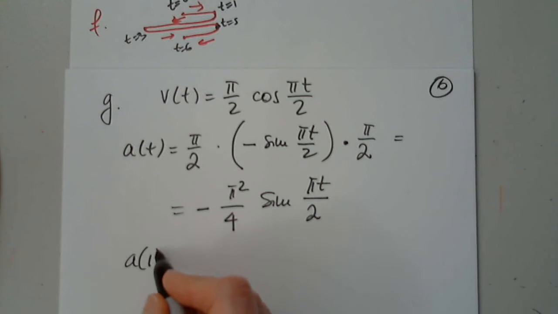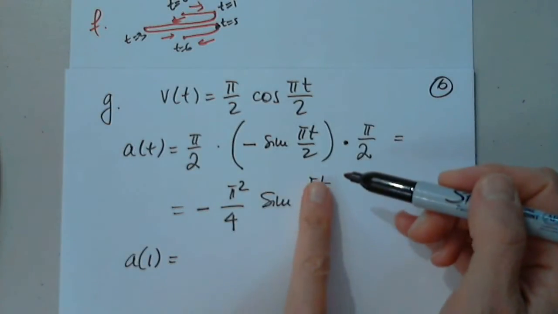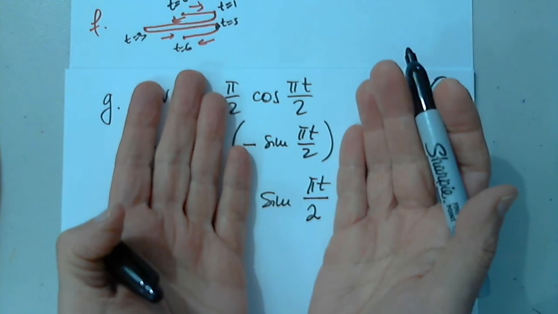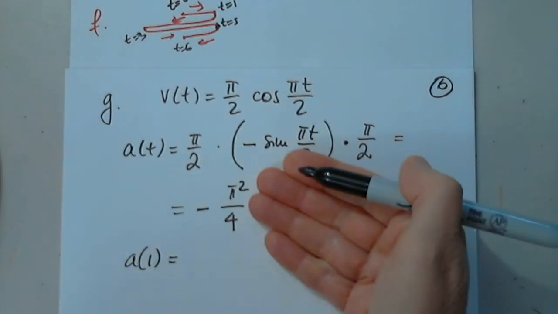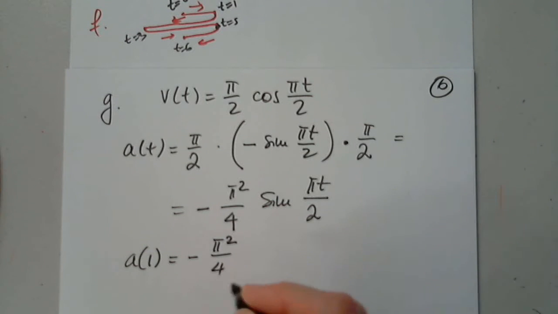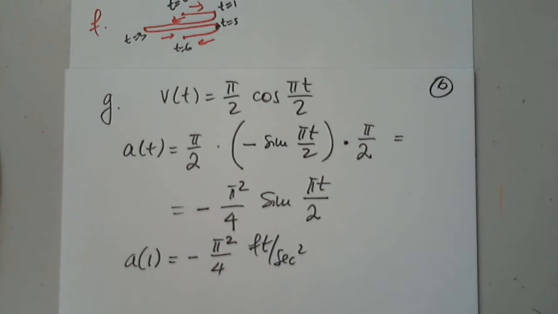Now they're asking us to find a of 1. So sine pi over 2, anyone remembers how much is sine pi over 2? Yes. So 1 times negative pi squared over 4 is negative pi squared over 4. Can anyone give us the measurement unit for the acceleration? Meter per second squared. Thank you very much. This was g.